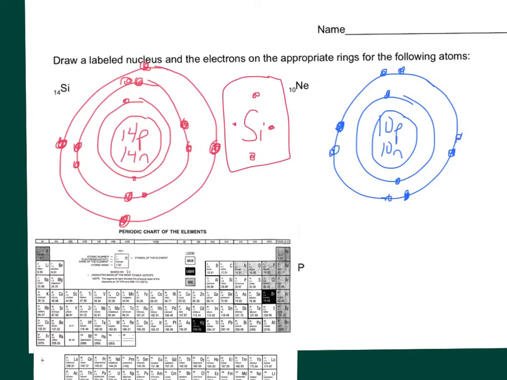Okay, if you look at neon, it has 8 electrons in its outermost energy level. Again, 2, 4, 6, 8. And if you look at neon's placement in the periodic table, it's in group 8A. So its electron dot diagram is going to have 8 electrons in it. So again, 1, 2, 3, 4, 5, 6, 7, 8.